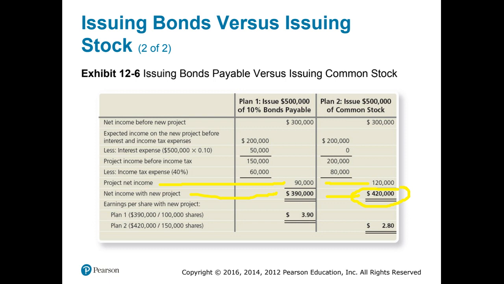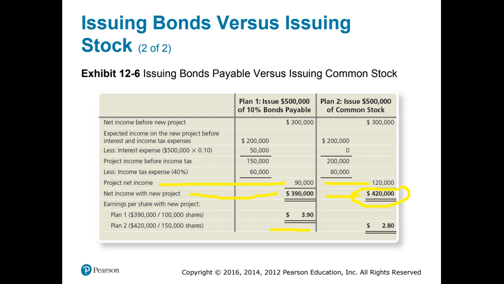But then you have to factor in your earnings per share. So to calculate the earnings per share, you're going to take your earnings, your net income, and divide that by the number of shares. And in plan 1, we have 390,000 divided by 100,000 shares, and that gives us an earnings per share of $3.90.